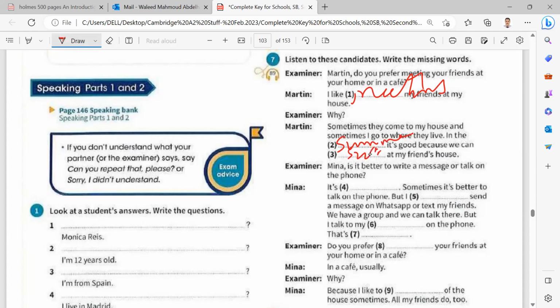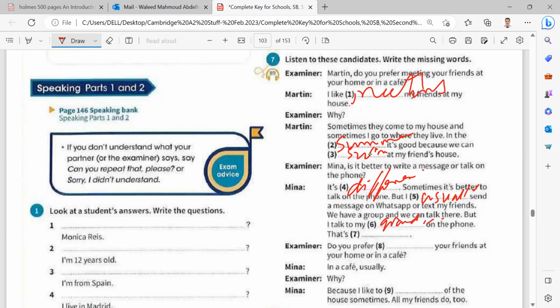Okay. So, Sarah, again, is it better to write a message or talk on the phone? It's different. Sometimes it's better to talk on the phone, but I usually send a message on WhatsApp or text my friends. We have a group and we can talk there. But I talk to my grandma on the phone.